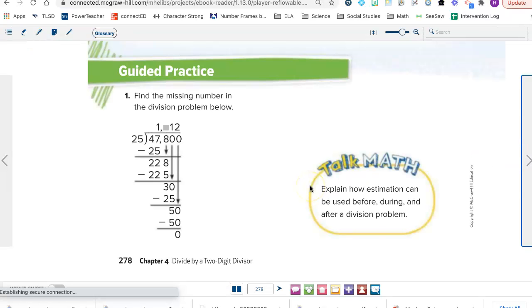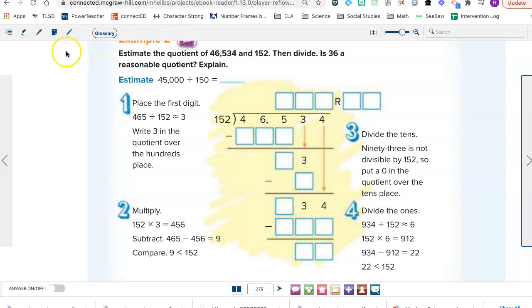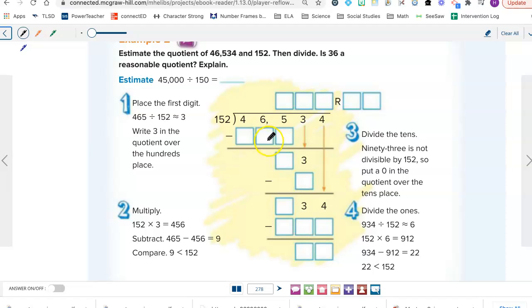All right, on to 7B. Let's go up to the top again. It says estimate the quotient of 46,534 and 152. Then we'll divide. So the first thing we're going to do is change this to an estimation. So in the previous one, I made a multiples table. This time we're going to estimate.